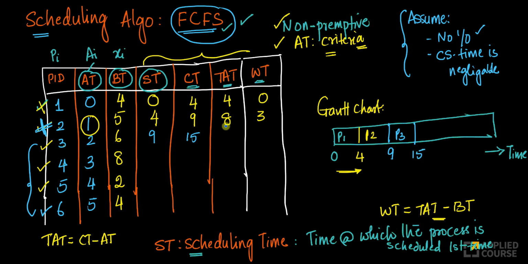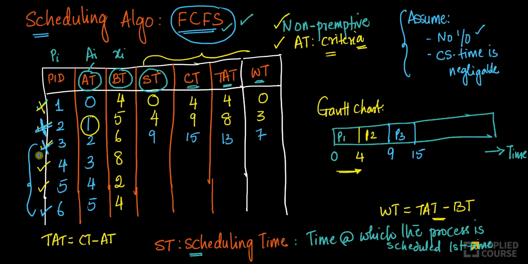What is the turnaround time? It is the completion time minus arrival time. So the turnaround time is 13. What is the wait time? Wait time is turnaround time minus burst time. 13 minus 6, this is 7. Very simple, right? So now this process is also complete.